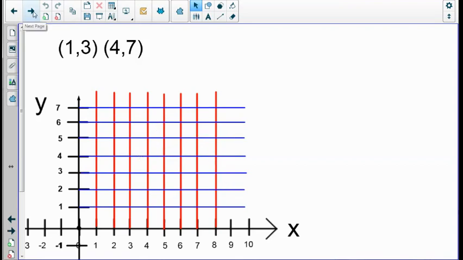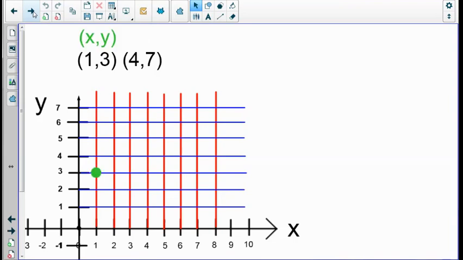Okay. So the first thing we're going to do is plot 1, 3. The X value is 1, and the Y value is 3. And then go ahead and plot the second point. The X value is 4, and the Y value is 7.